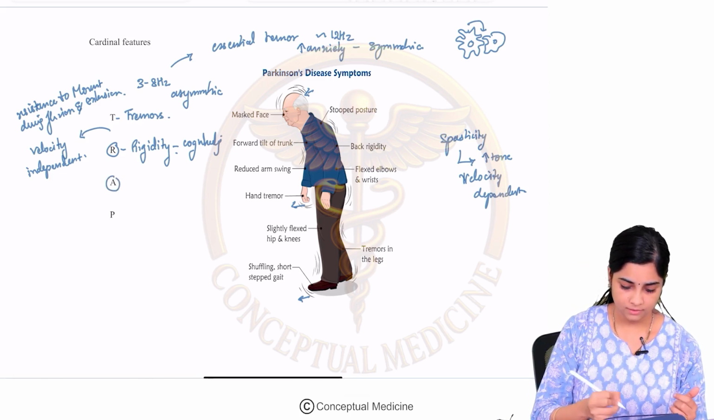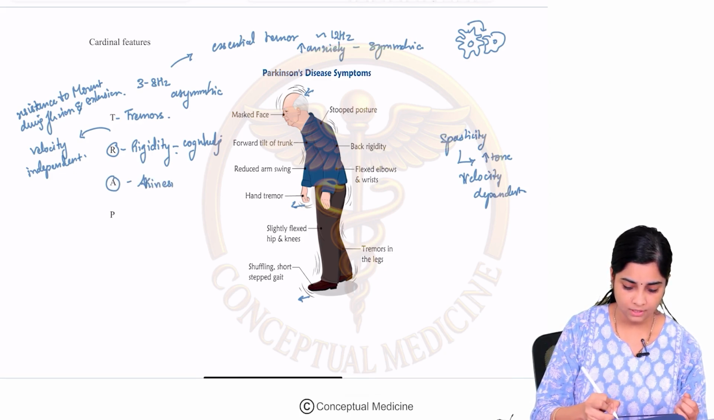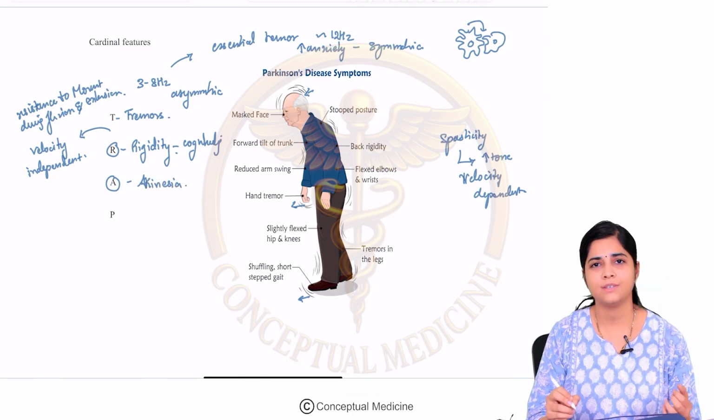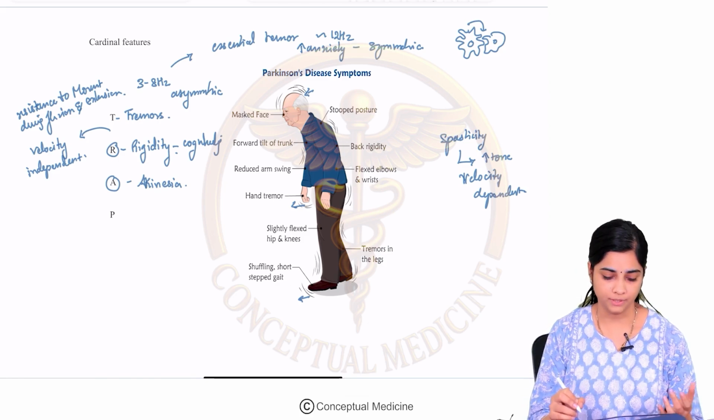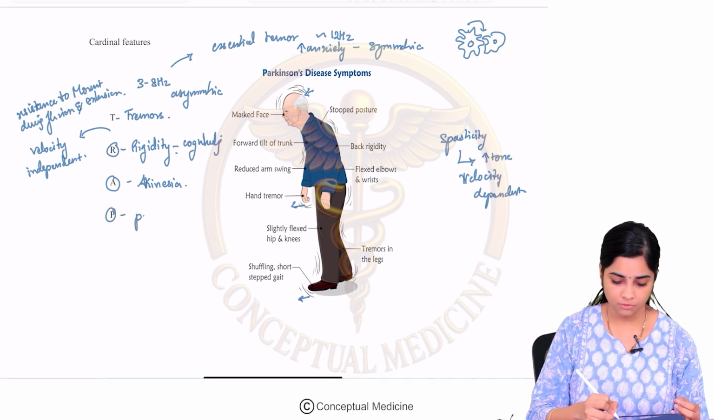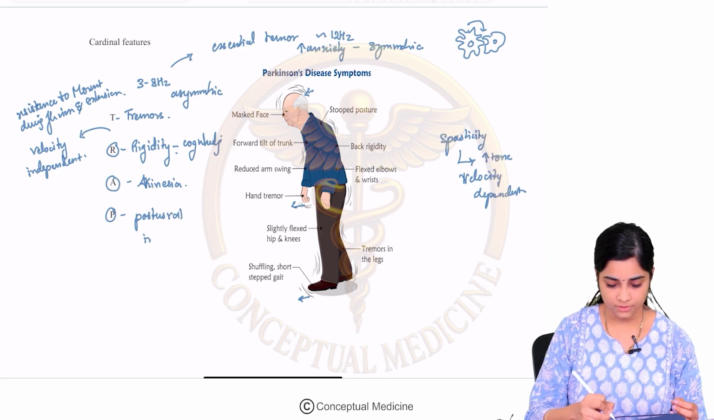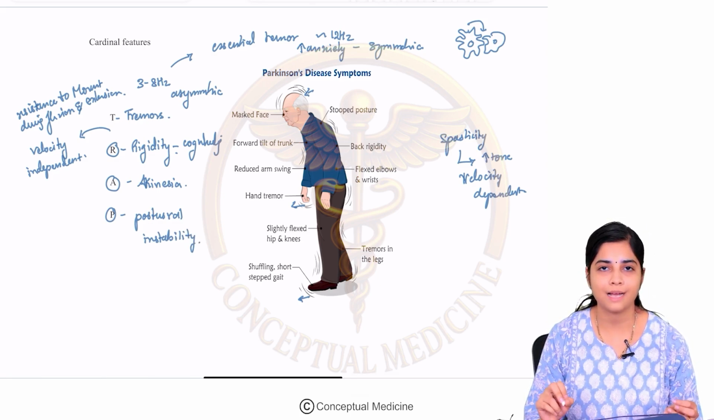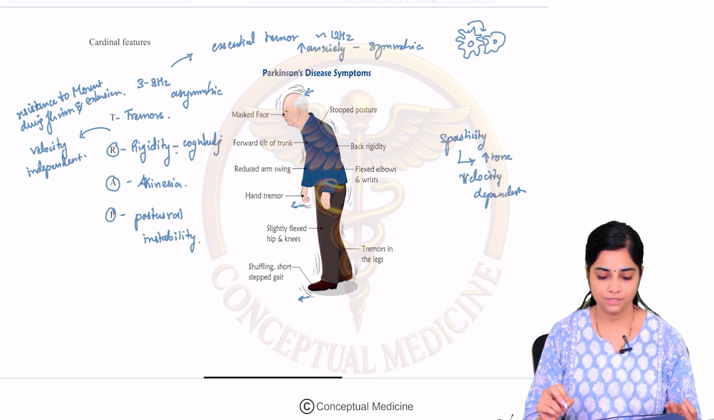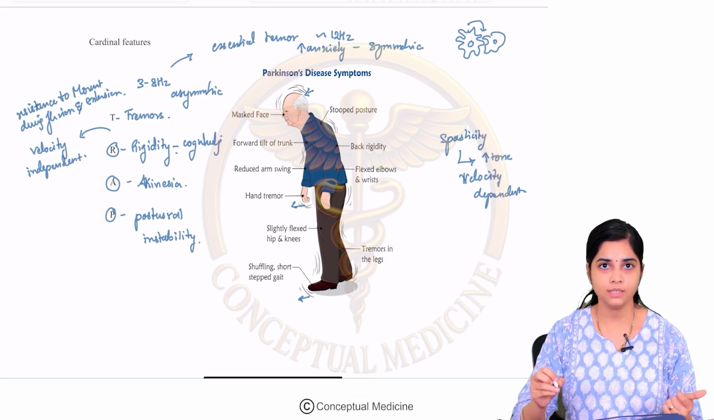Then A stands for akinesia. Akinesia or bradykinesia: kinesis means movement, so they become extremely slow in their movement. Then P stands for postural instability. So the cardinal features of Parkinson's disease are your TRAP symptoms, which are tremors, rigidity, akinesia and postural instability.